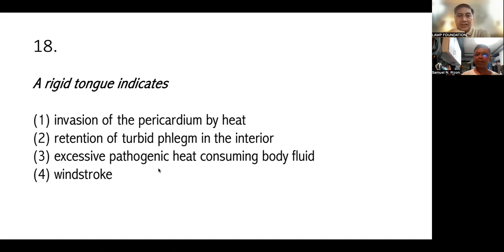Okay, this is a bit interesting because makikita mo talaga anong impact ng internal heat, no? Invasion of the pericardium by heat. Kasi yung pericardium is supposed to protect the heart, right? So it can impact right away, lalo na pag mahina talaga, yung meron kang comorbidity. Okay? And also the turbid phlegm in the interior. And we all know that the phlegm can actually impact your chi and blood. Okay, ang tanong ko, Ma'am Ami, aside from a rigid tongue, what would you expect to see in a tongue that has retention of turbid phlegm?